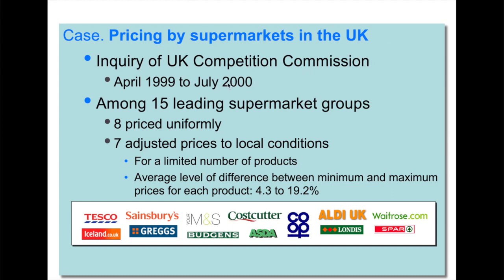Here is just an example. In around the year 2000, there was an inquiry that was made by the UK Competition Commission, so in the United Kingdom, and they looked at supermarket groups and they found out that a bit more than half of them were pricing uniformly, whereas the other half were adjusting prices to local conditions. Okay, not for all products, but there were quite substantial differences in prices for some categories of products, up to 20% for some category of products. So if you were comparing the price in the most expensive and the cheapest region for the same chain of supermarkets.